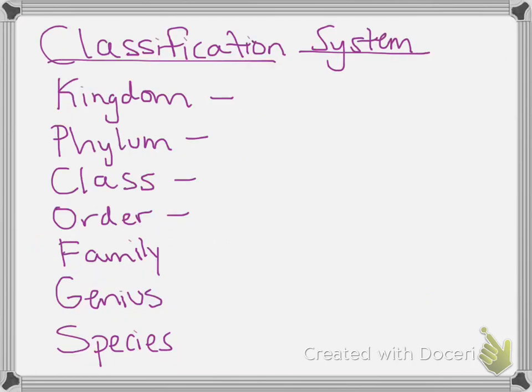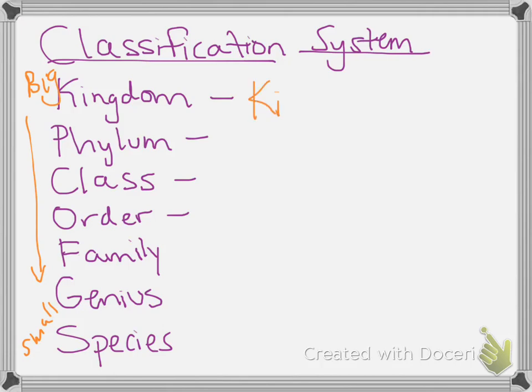Here we're just going to look at the classification system. So we go from the largest group down to the most specific. So big to small, general to specific. We have kingdom, phylum, class, order, family, genus, species. Well, there's a little way you can remember this.